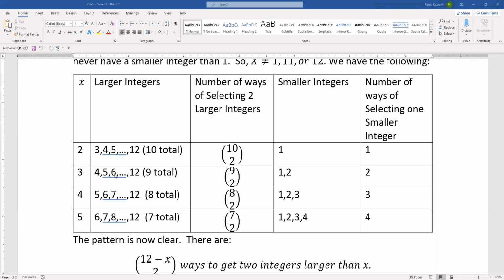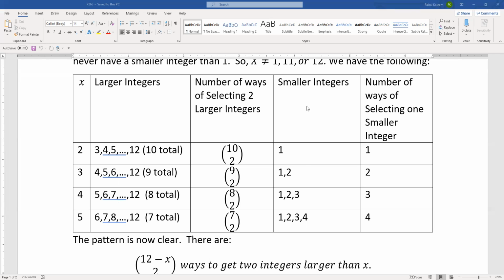Similarly, in the second row, the number of ways of selecting 2 integers larger than 3 will be 9 combination 2, because now there are 9 integers available that are larger than 3, and you have to choose 2 of them. Similarly, in the third row, there are 8 integers available which are larger than 4, and we have to choose 2 of those 8 integers, so 8C2 ways.